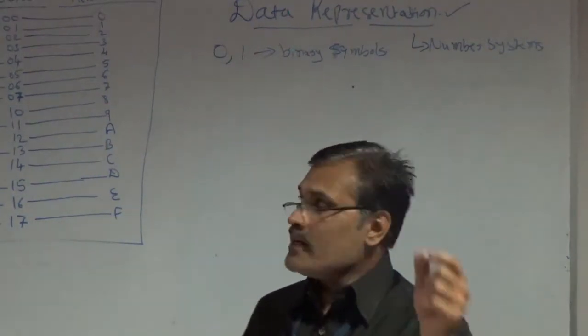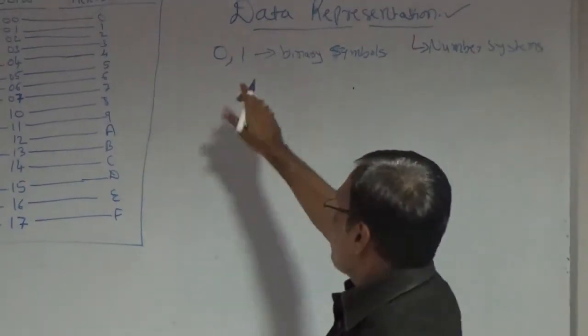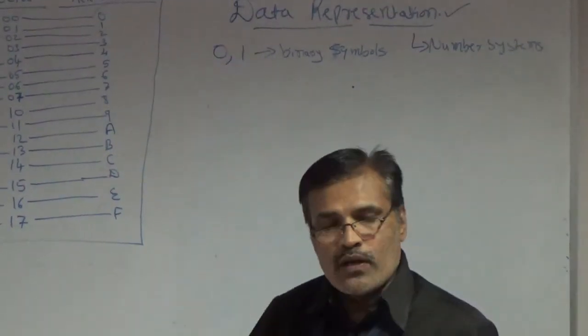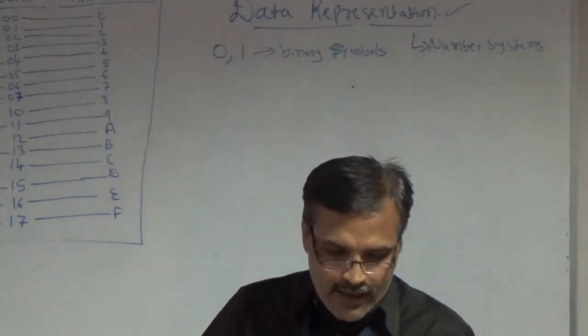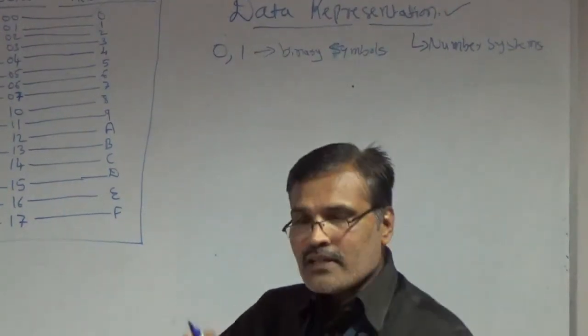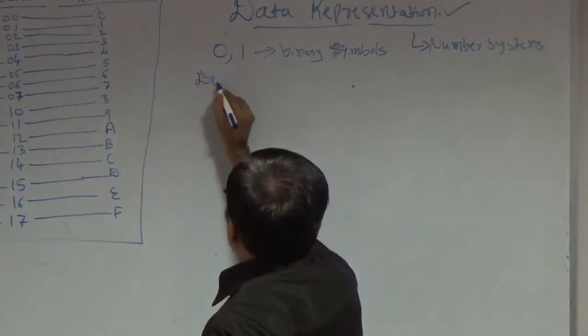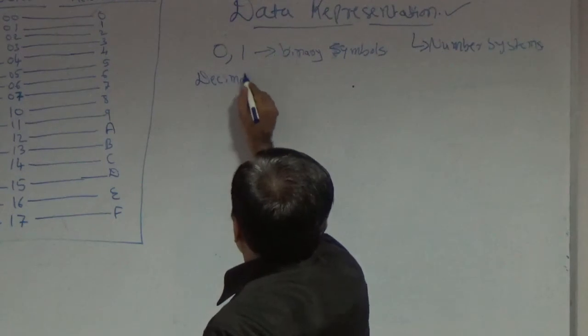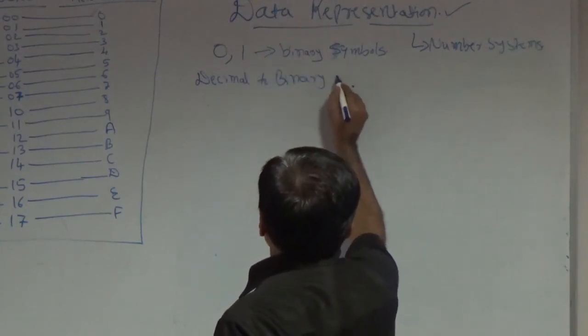But your computer doesn't understand 0 to 9. So it has to be represented in the form of 0 and 1 only. Because of this reason, let us see how the conversion takes place from decimal to binary number system.